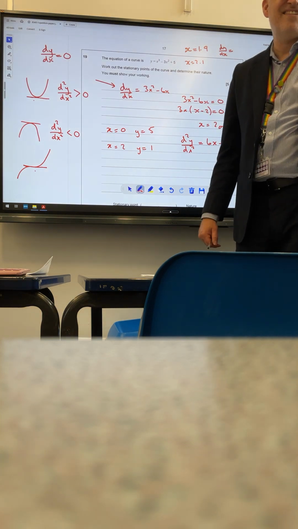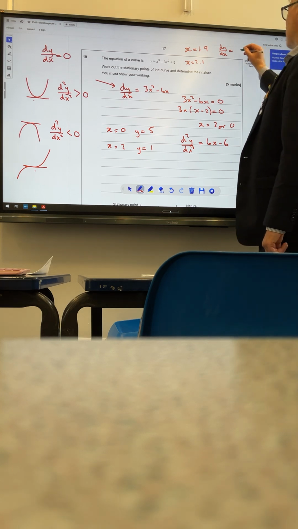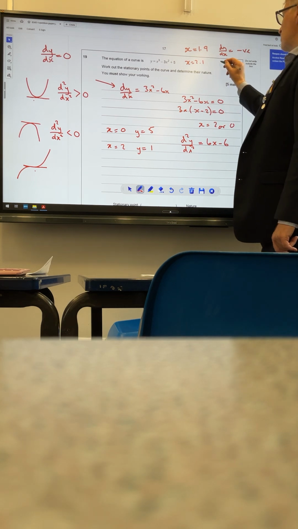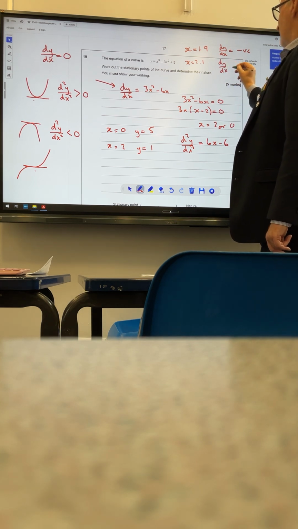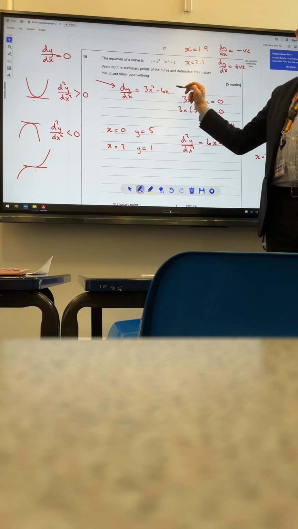I would get a number, and it would be, because I can't do 1.9 squared times 3 minus 6 times 1.9 without having some kind of mental breakdown. You would get, what's the 2.1? 2 is positive. Yeah, it's going to be a negative. So you're going to get a negative number when you put 1.9 in. When you put 2.1 in, you're going to get a positive number.